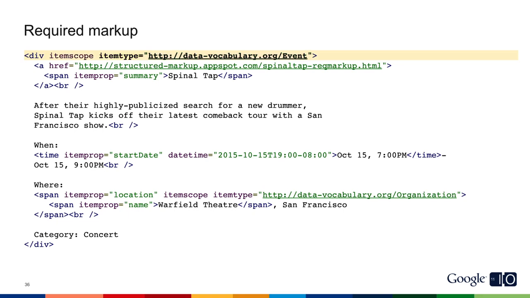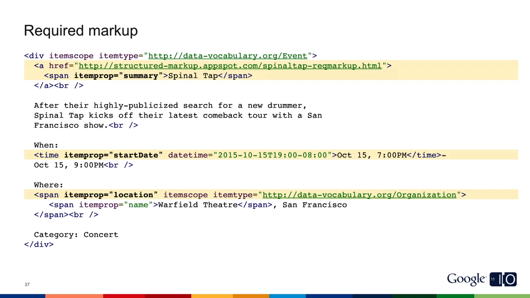The next thing is we've got an item type. Just got to clearly indicate what kind of entity this is. In this case, it's an event. Now we've got item props. This is the item property. We've got 3, as I mentioned, summary, start date, and location. And the data contained in those tags corresponds to that parameter, that property.